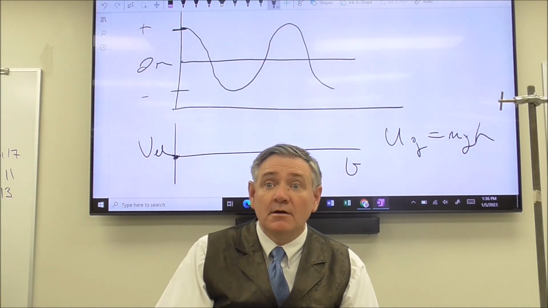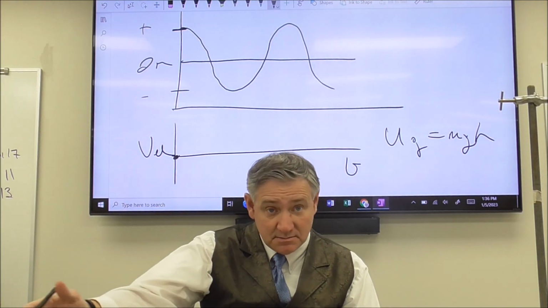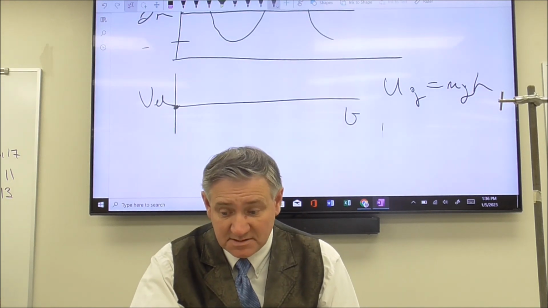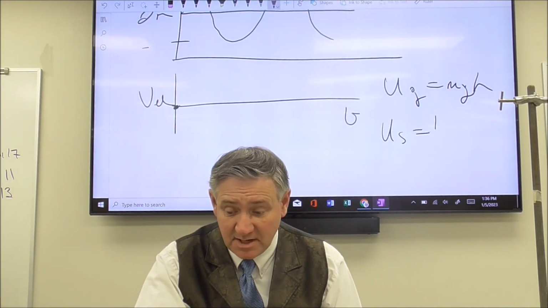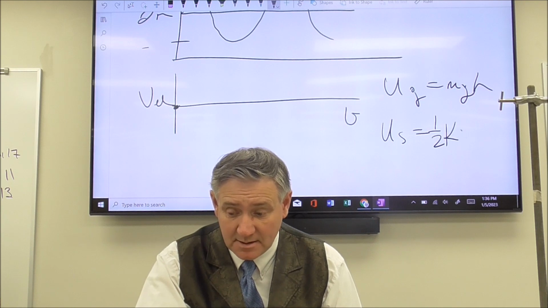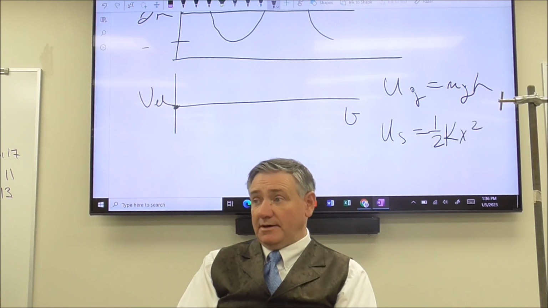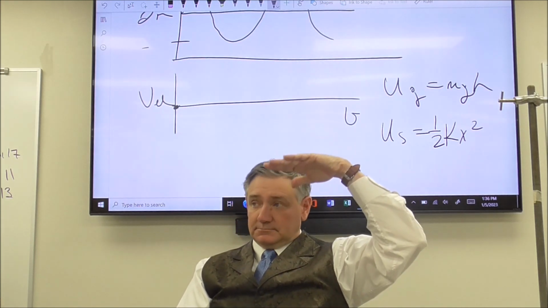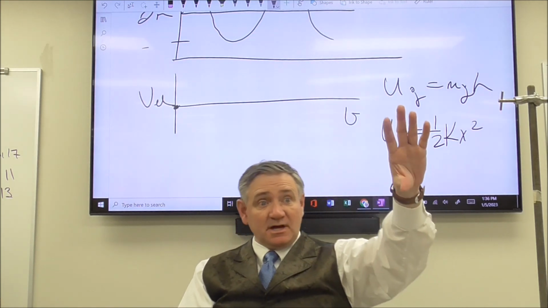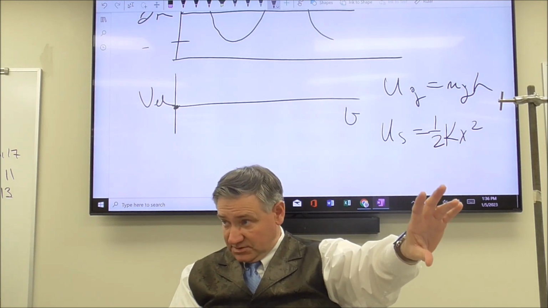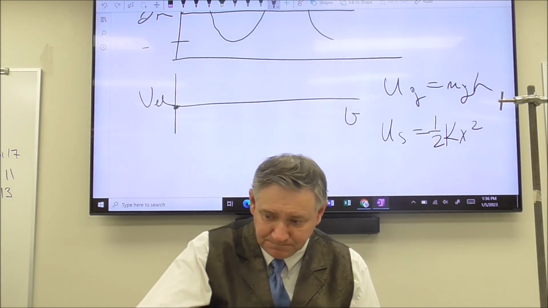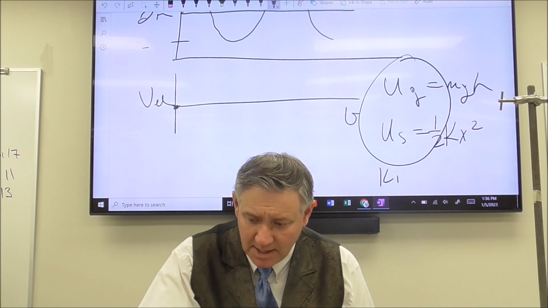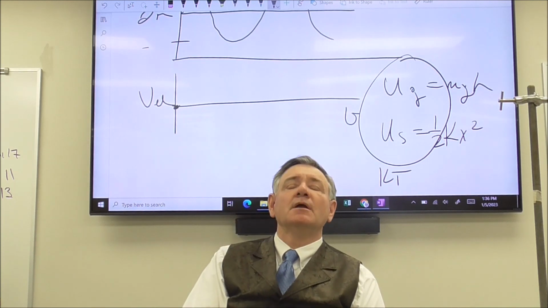We also have some US. Why do we have US? Because the spring is stretched, and remember, US is 1/2 kx squared. So even though it's at the top of the oscillation, we still have some US because the spring is still stretched. So you have US, UG, and you have KT.